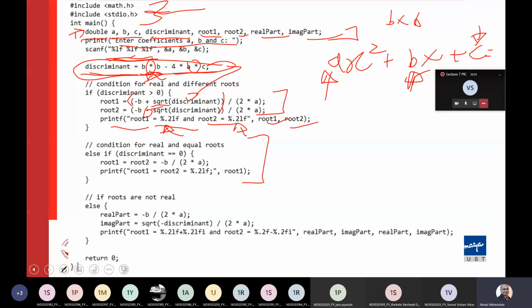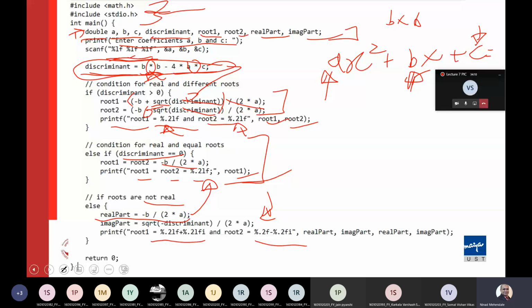Now the condition for real and equal roots. If discriminant is equal to 0, both terms get cancelled because the discriminant itself is 0, and your final answer is minus b upon 2a. So root 1 equal to root 2 is equal to %lf, and you just calculate only one root and display that. Now in the third case, when the roots are not real, you have to calculate the real part separately, which is this formula, and then calculate the imaginary part separately, and then you write in this format. Otherwise you will get an error.